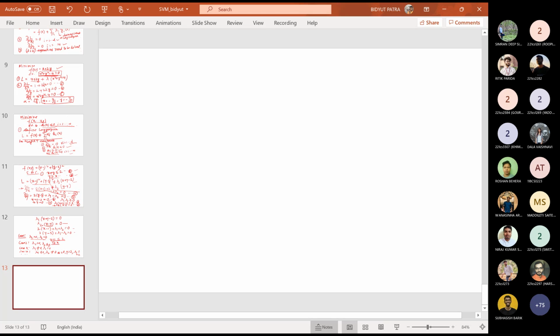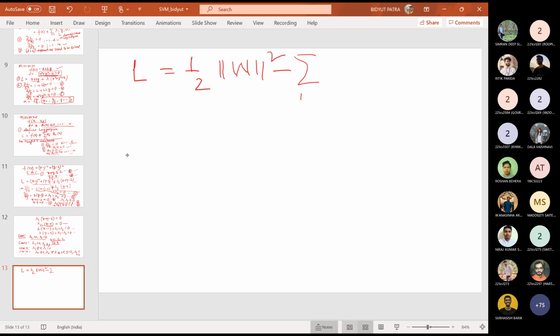So, we had the objective function, half of the magnitude of w squared, minus the summation over i equal to 1 to n samples of alpha i yi into (w·xi + b minus 1). That was the Lagrangian. And then we have a set of constraints.